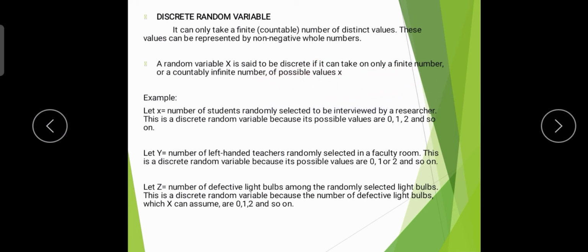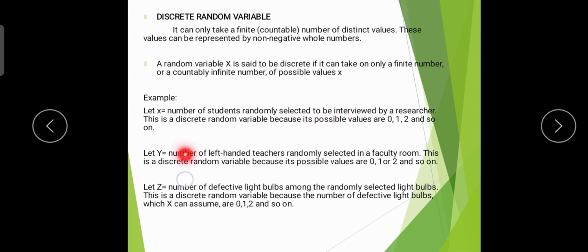So, example, let X be the number of students randomly selected to be interviewed by a researcher. This is a discrete random variable because its possible values are 0, 1, and so on. So, tama. Number of students randomly selected to be interviewed by a researcher. Nabibilang pa natin kung ilan yung students na ininterview by a researcher. Hindi naman pwedeng hatiin ang students.